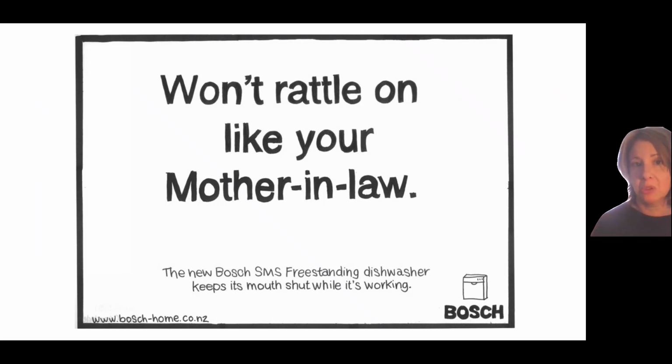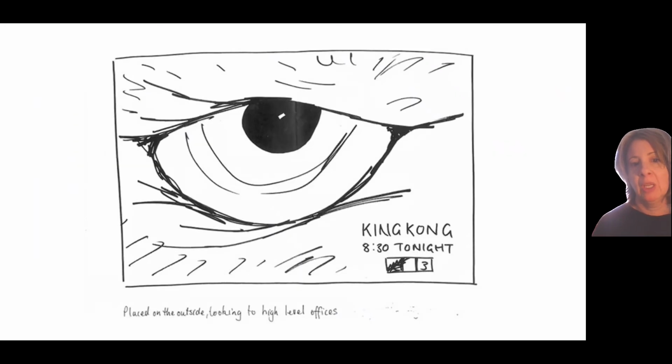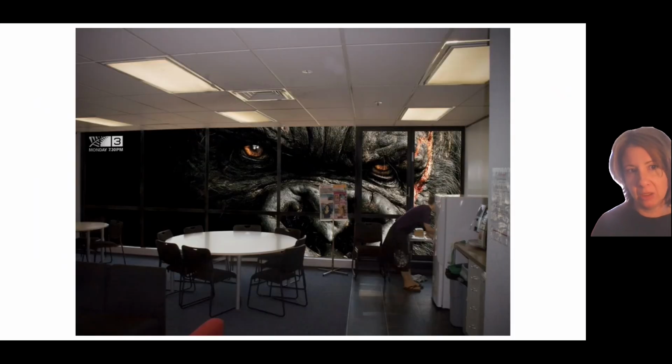It's all beautifully mocked up, photoshopped, laid out, yeah? Won't rattle on like your mother-in-law. It's for a really quiet Bosch dishwasher. Or this. So this was the scamp for when King Kong was on TV3 a long time ago. This was how they came up with what it was going to look like. And this is how it actually looked. So that was stuck onto a window. Right? So you can see that it works.